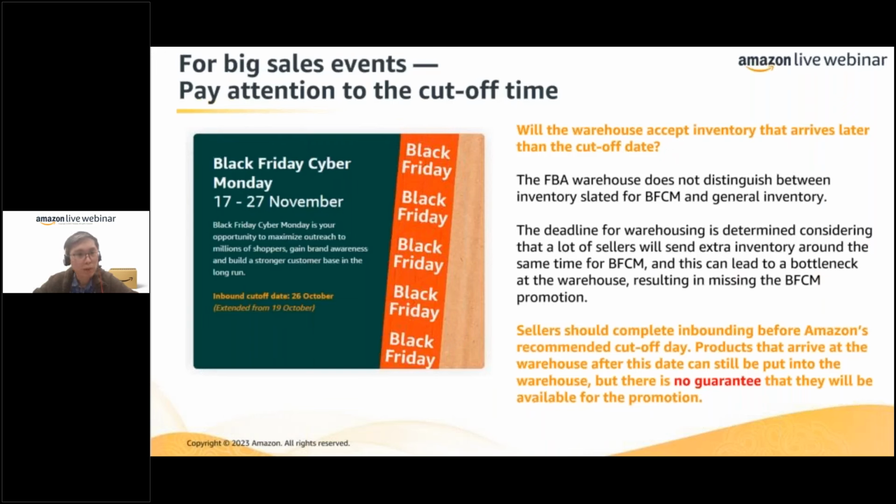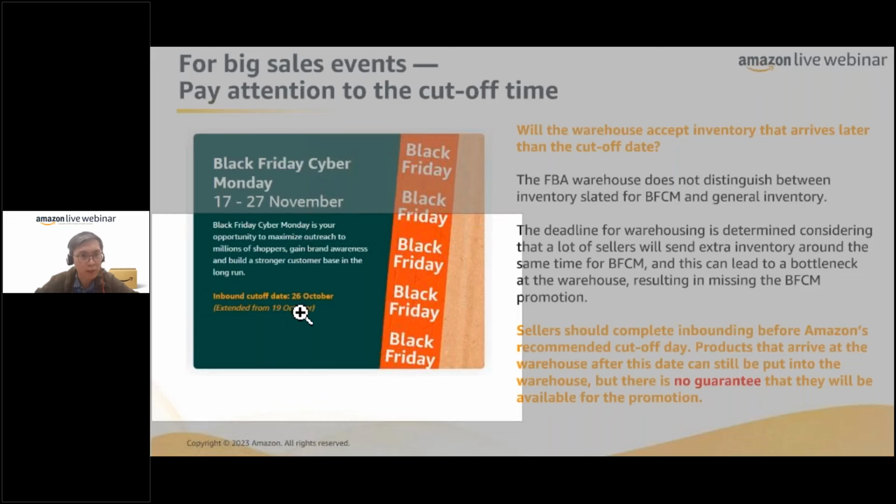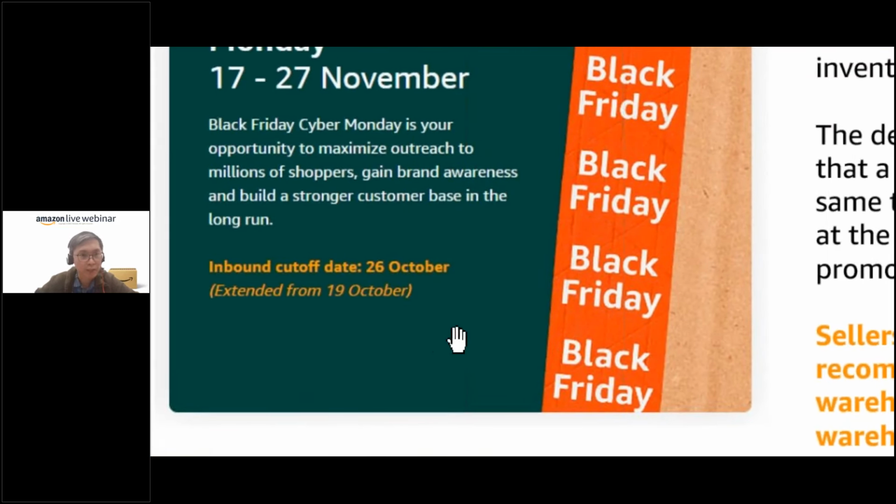Something to take note of, especially if you are going to participate in big sales events, for example Prime Day, Prime Big Deal Days, or even BFCM, the upcoming one: pay attention to the cutoff time. This applies if you are going to run any promotions during those big event days. You want to make sure your inventory is available on the day of the event itself. These are the cutoff dates for Black Friday, Cyber Monday, meaning your inventory needs to reach the fulfillment center in the US by the latest 26th October. Usually we advise sellers to have it even earlier if possible, at least a week before the cutoff date.